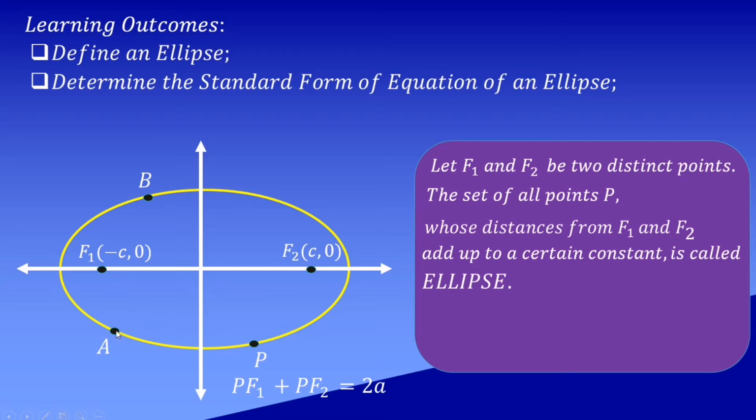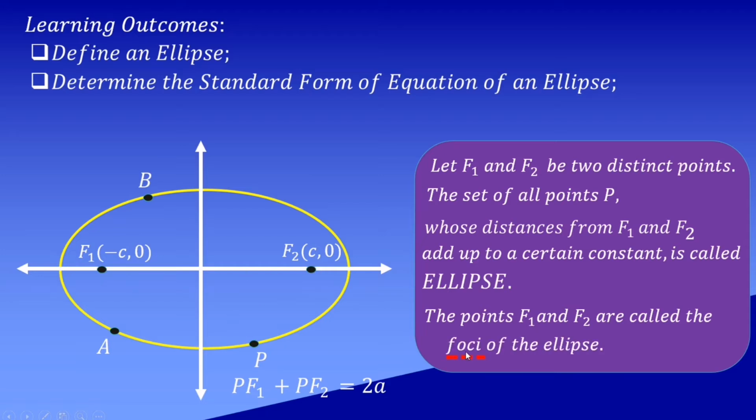Same with the point A here, the distance of A from F1 and the distance of A from F2 is a certain constant, that would be 2a. And the points F1 and F2, tinatawag itong foci, since that is the plural form of focus. After derivation, ito na yung ating standard form of equation of an ellipse: x squared over a squared plus y squared over b squared is equal to 1.